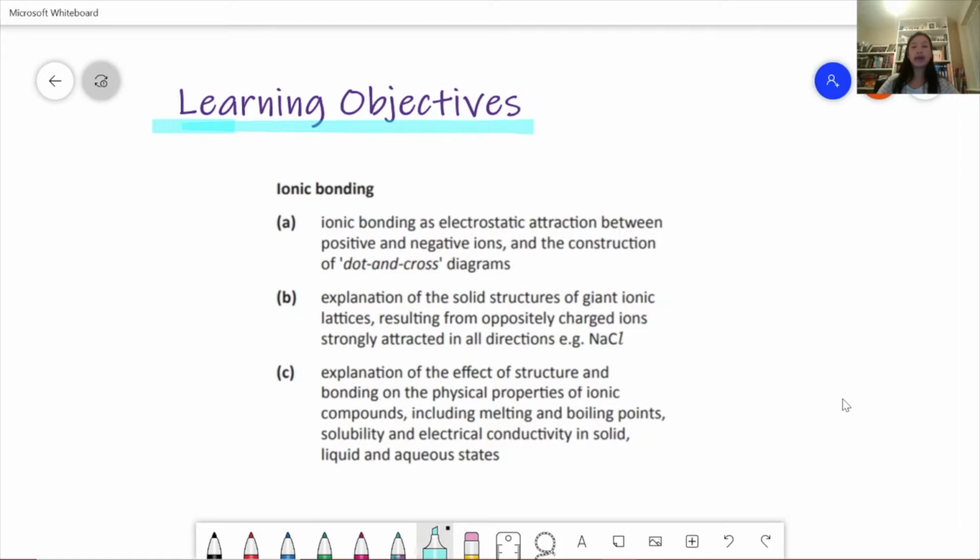Today we're going to learn about ionic bonding, and these are the learning objectives. The first is to know that ionic bonding is electrostatic attraction between positive and negative ions. We're also going to look at dot and cross diagrams, the explanation of solid structures of giant ionic lattices, and the explanation of the effect of structure and bonding on the physical properties of ionic compounds.